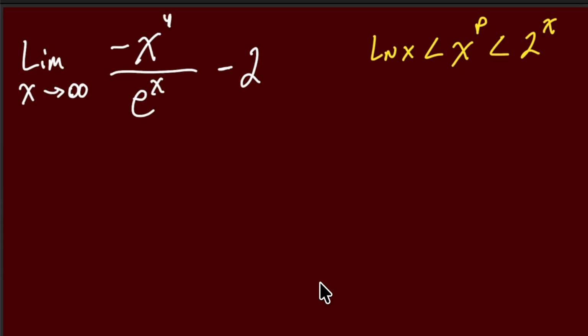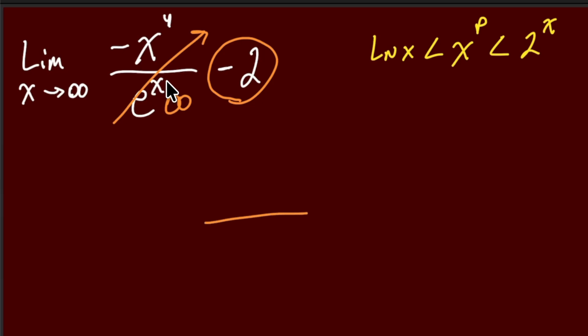Next, we have the limit as x approaches infinity of negative x to the 4th power over e to the x, minus 2. So e to the x is faster than x to the 4th. Therefore, this denominator will dominate. So as this explodes to infinity, this fraction goes to 0, and the final limit is negative 2. Folks, anytime we have infinity or negative infinity in the denominator with a constant up top, that fraction is going to go to 0.